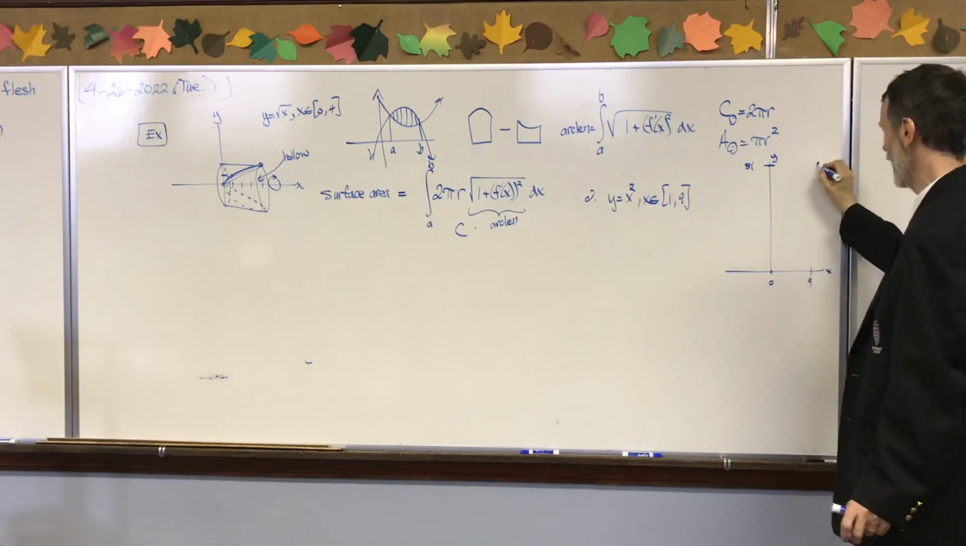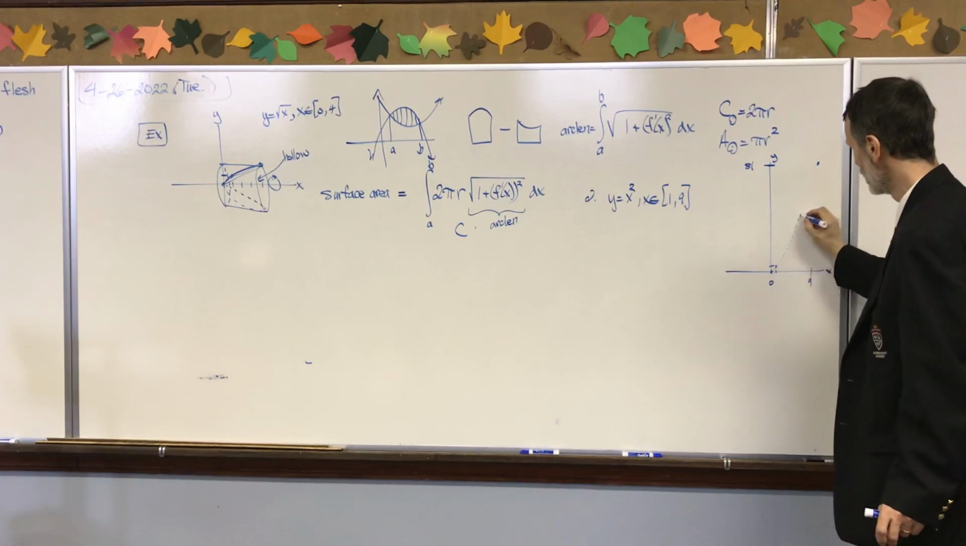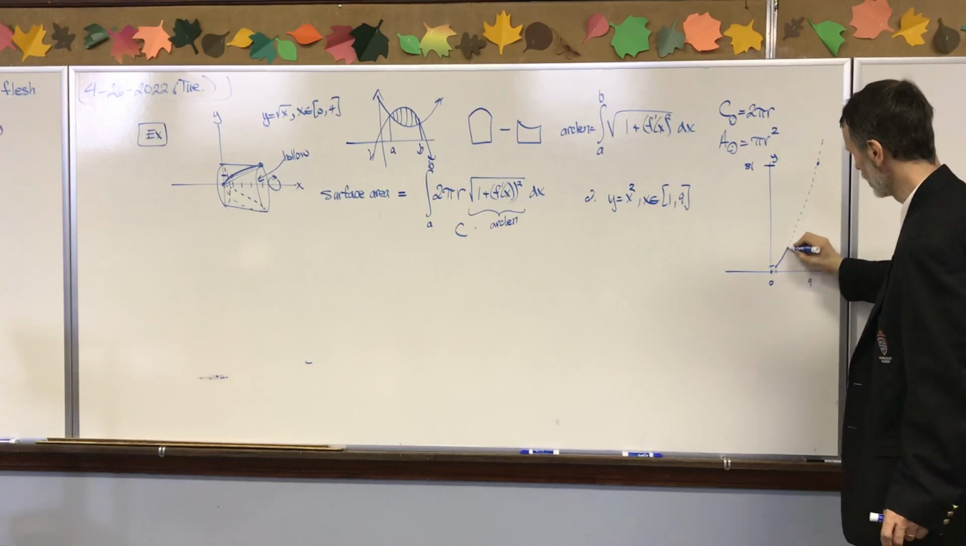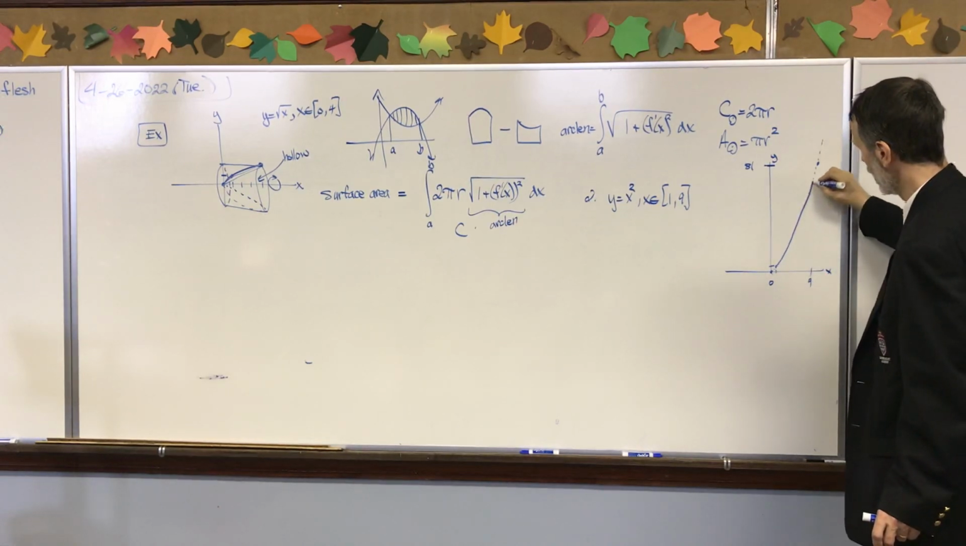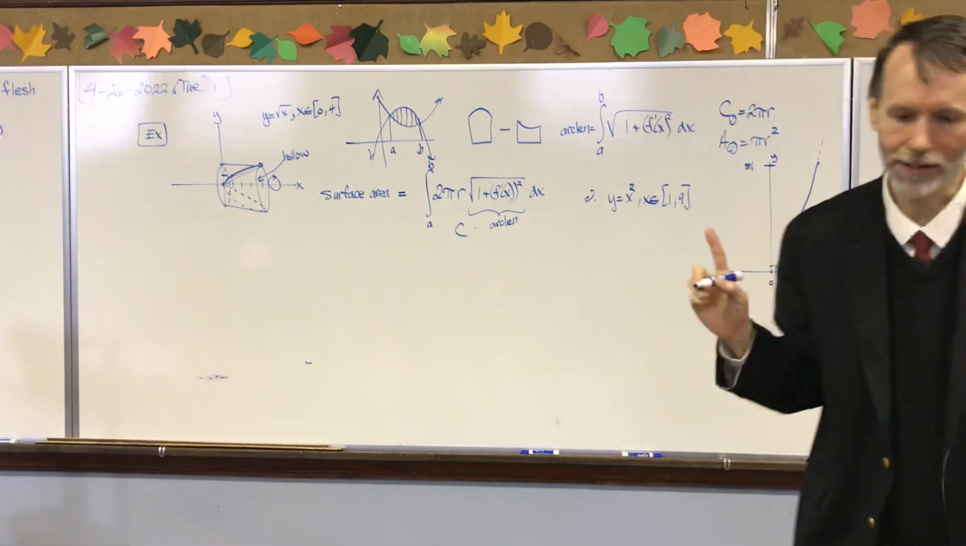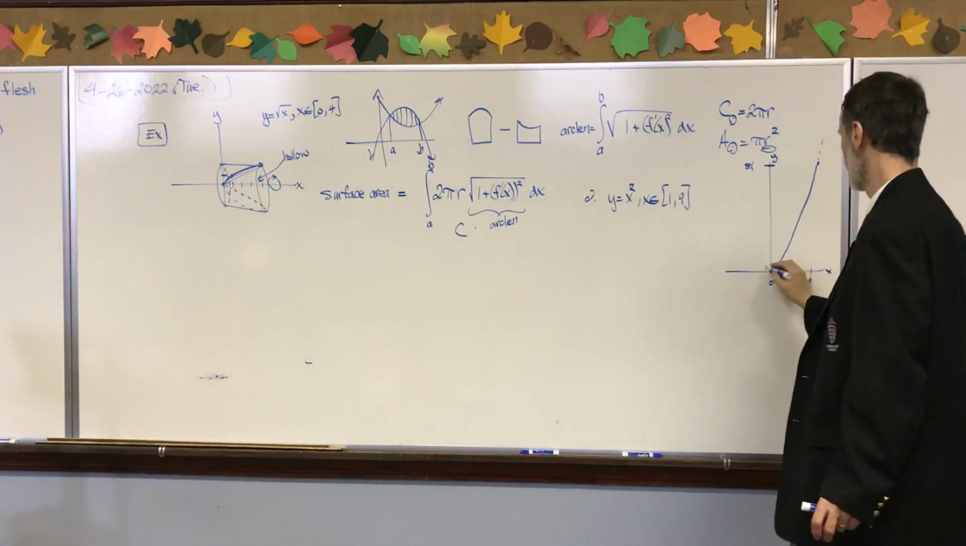Okay? And we're not going from the entire thing, we're going from here. Here's the entire right-hand side of the parabola, and we're only taking this part. And then we're going to rotate that around the y-axis. So it's going to look like this.